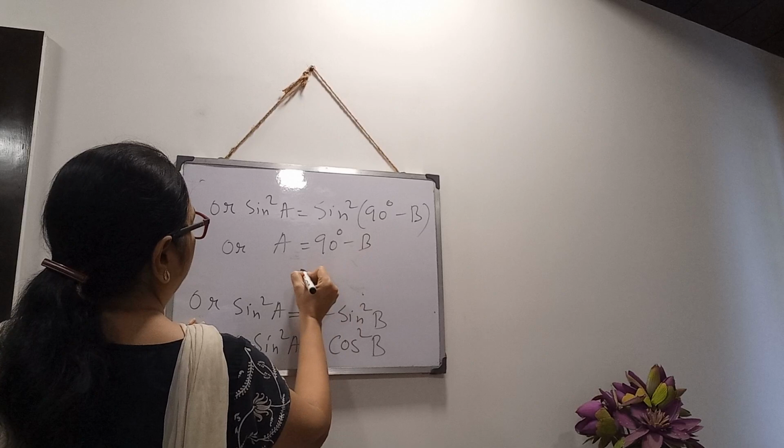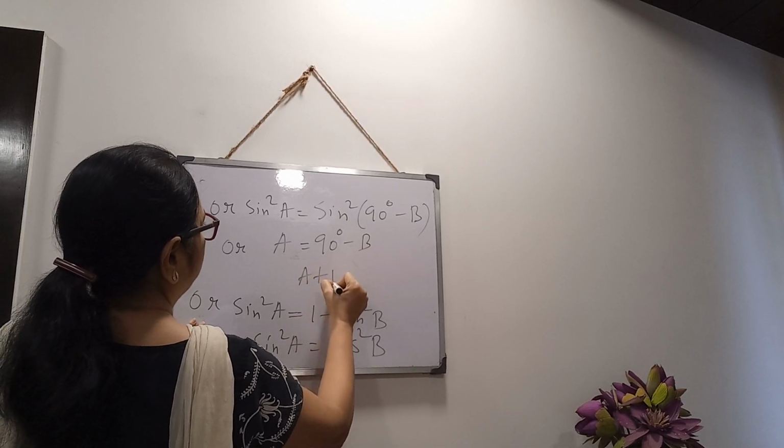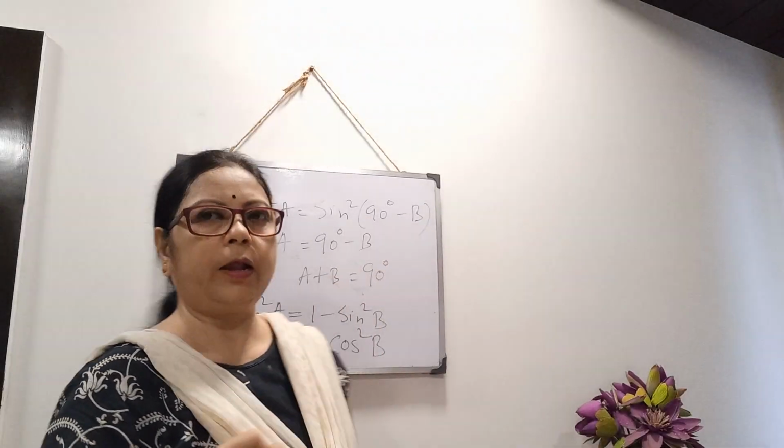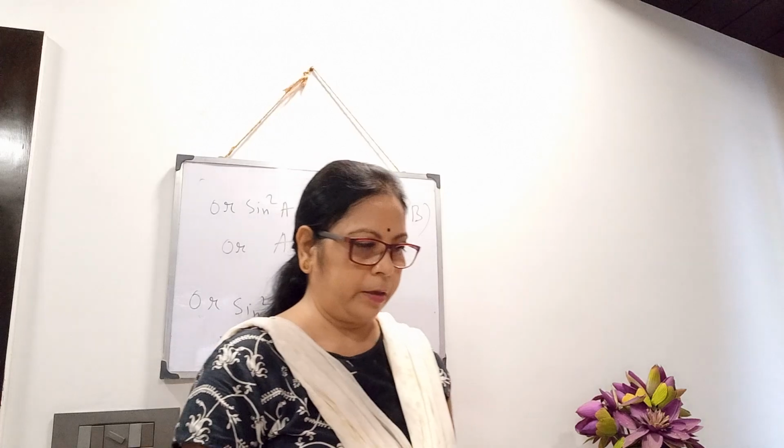Important sum, this one. So B is coming to this side: A plus B is 90 degree. So what is the relation between A and B? A and B are complementary angles. Clear?